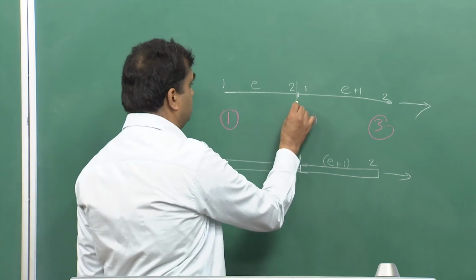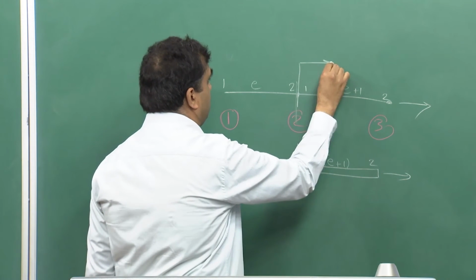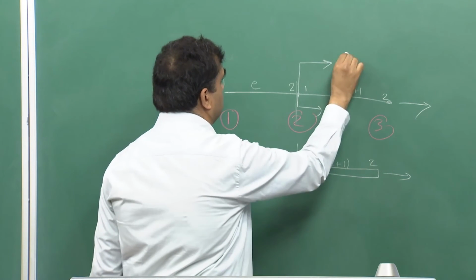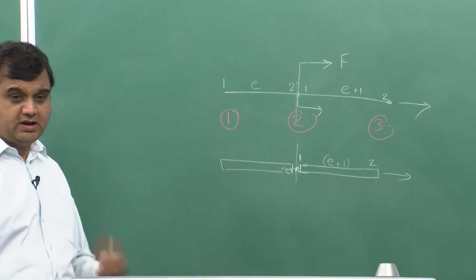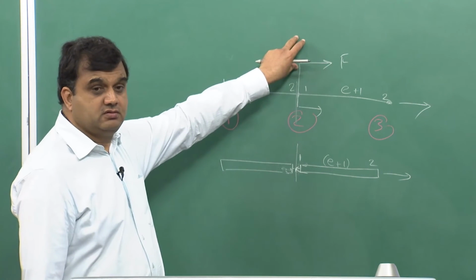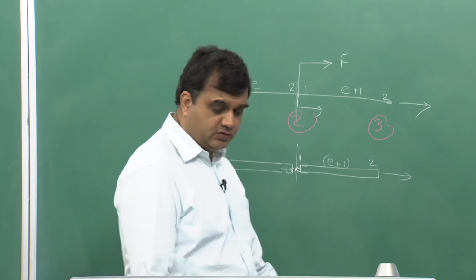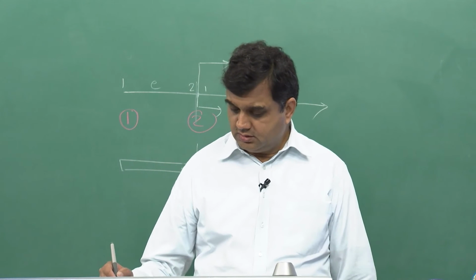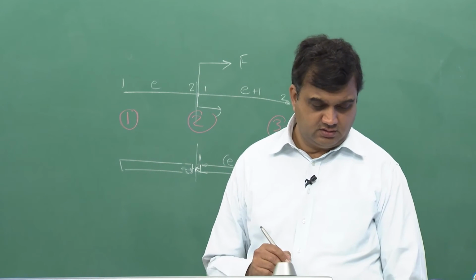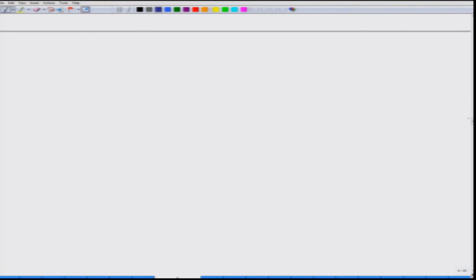Suppose at global node 2, I am putting some external force F. Then the sum of these two will be F. Because there is no external force, these two will add up to 0. Okay, so this is important to understand. These are the two things we have to consider when we do the assembly process. So, with this we will develop the assembly equations.